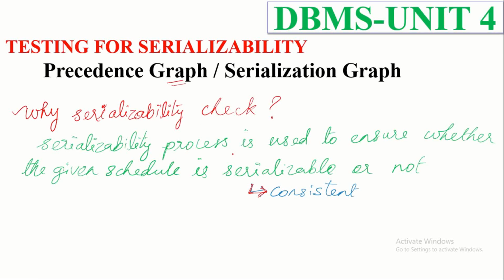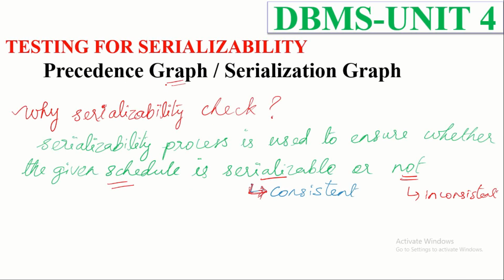Serializability checking process is used to ensure whether the given schedule is serializable or not. That is, it is used to check whether the given schedule is consistent or not. The schedules which are determined as serializable always produce consistent results. Otherwise, they provide inconsistent results. That is the reason before permitting any schedule to be executed, it needs to be determined as serializable.